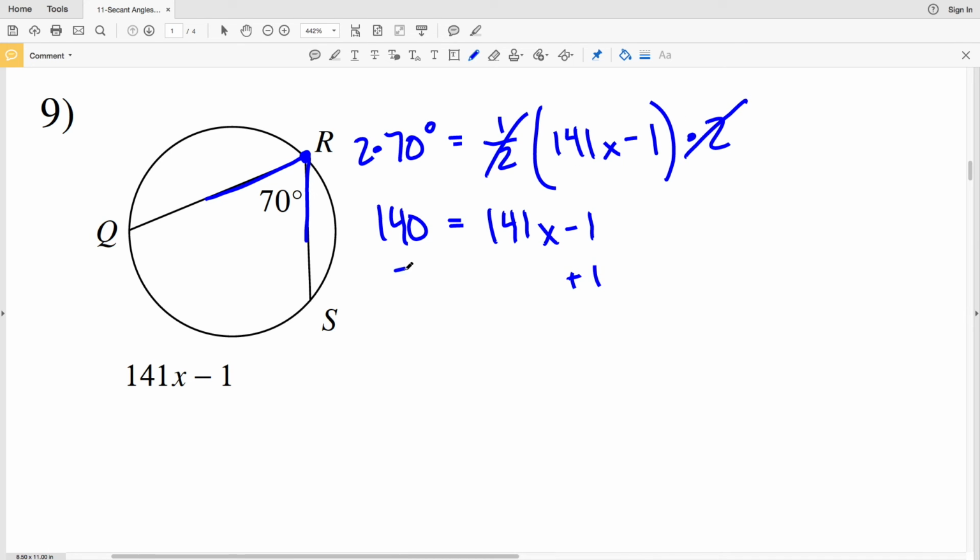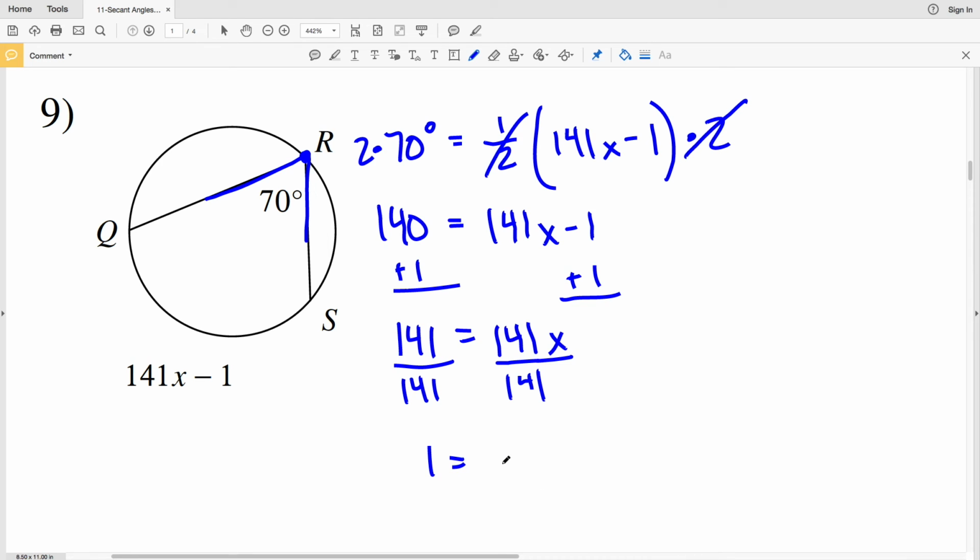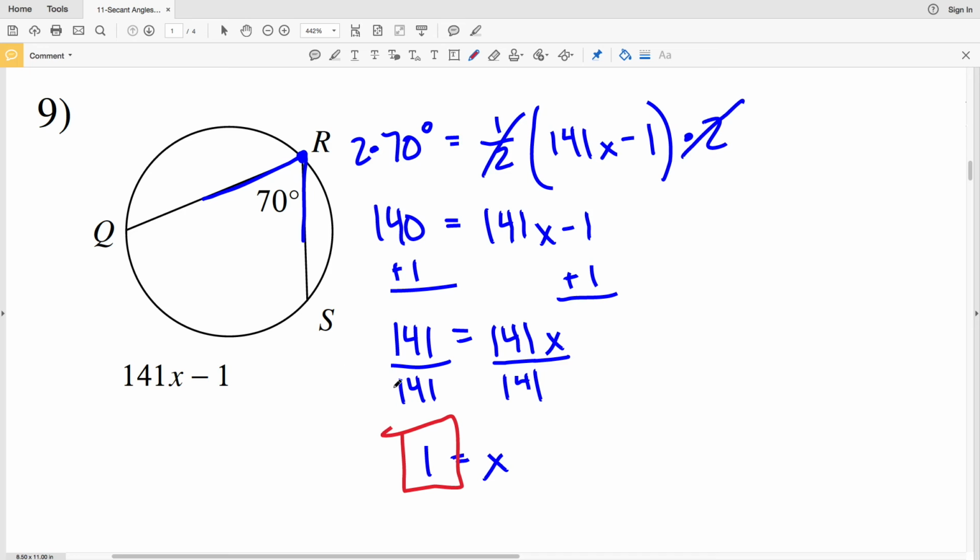I'll start by multiplying both sides by 2 to get that 140 is equal to 141x minus 1. Then I'll add 1 to both sides. 141 equals 141x. And when I divide by 141, any number divided by itself is 1. So 141 divided by 141 is 1, and that's equal to 1 times x, which is x. So 1 is x in number 9.